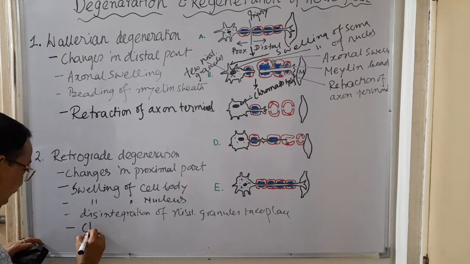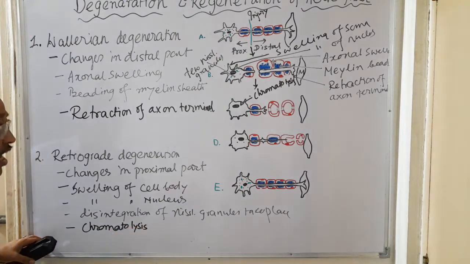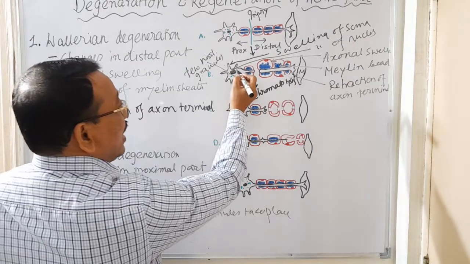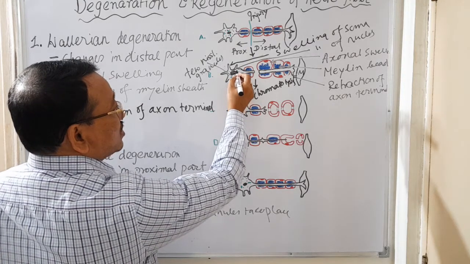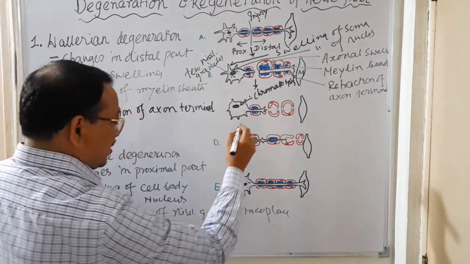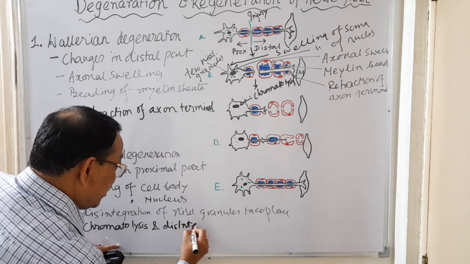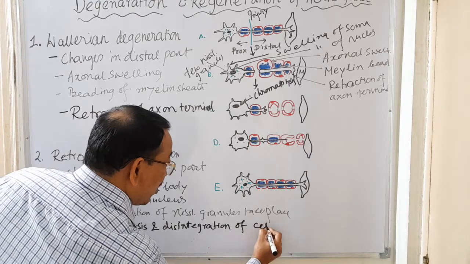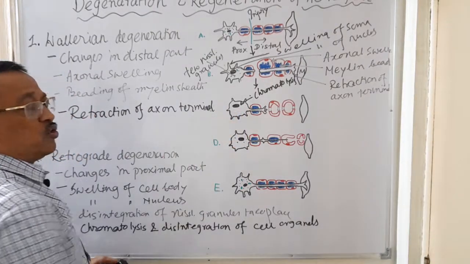So in the proximal end, now what happens? Chromatolysis, or disintegration of the Nissl granules. And here you see this green color, this denotes the cell organelles. Cell organelles are there, but now the disintegration of the cell organelles also takes place in the proximal part of the injury.